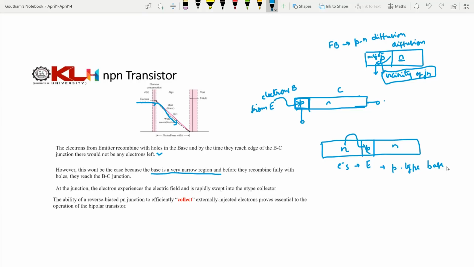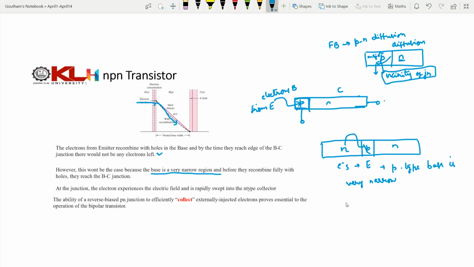The p-type base is very narrow. What is happening is that the electrons injected from the emitter are not completely recombined in the base region; rather, they reach the edge of the other junction. Here one very important phenomenon takes place, so please pay attention and listen.